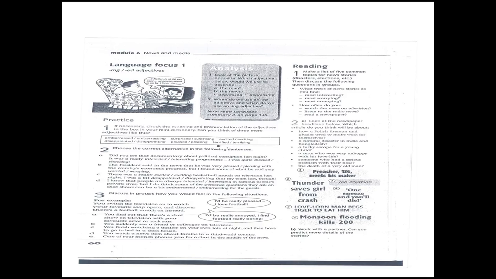Now, exercise 2, what does it say? It says, choose the correct alternative in the following sentences. Number A: Did you see that documentary about political corruption last night? Why is he asking? Because he wants to know.